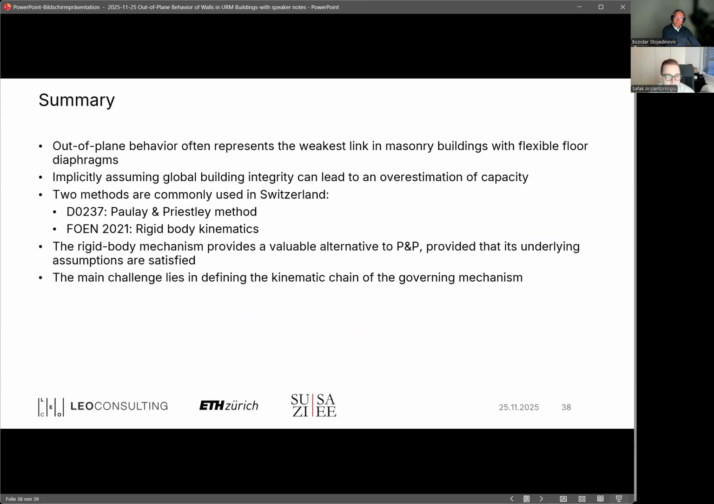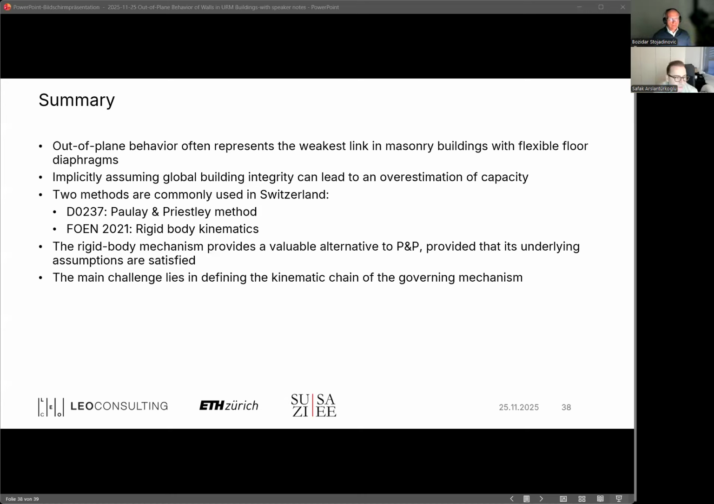So to sum up my points, let me conclude. For masonry buildings with flexible floor diaphragms, local mechanisms often govern the seismic safety, and if we implicitly assume that the building behaves as an integrated box, then we risk an overestimation of the capacity, because many existing buildings, especially those with flexible floors, don't provide this diaphragm behavior, or don't have the wall-to-wall connections that are required for global behavior.